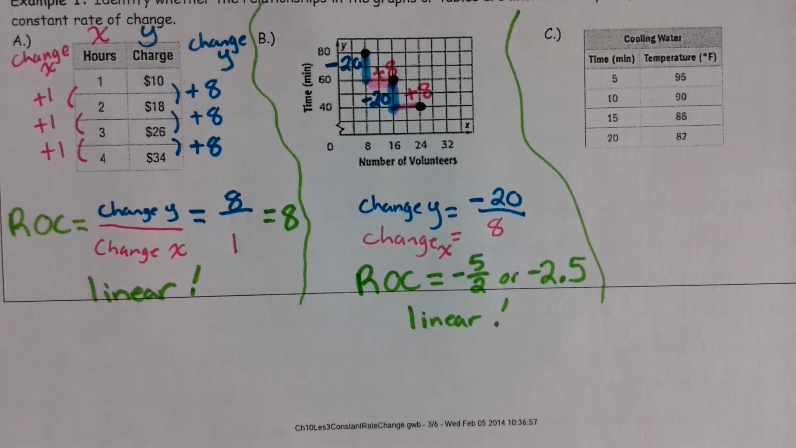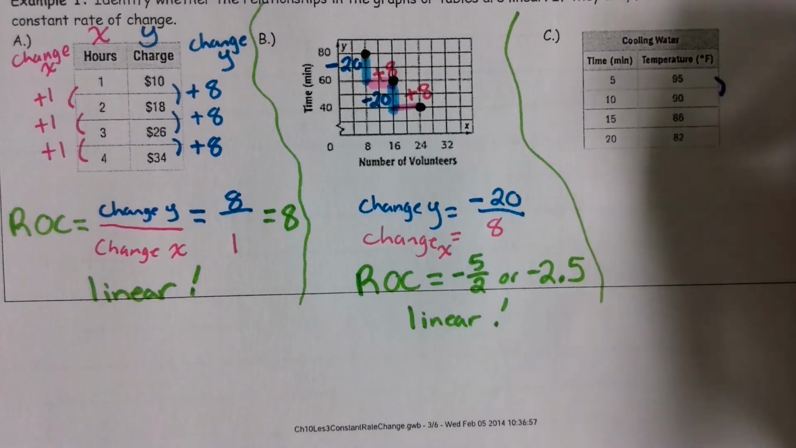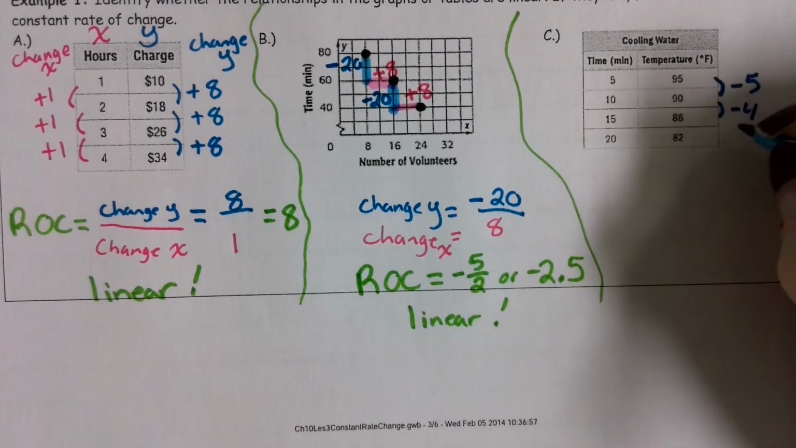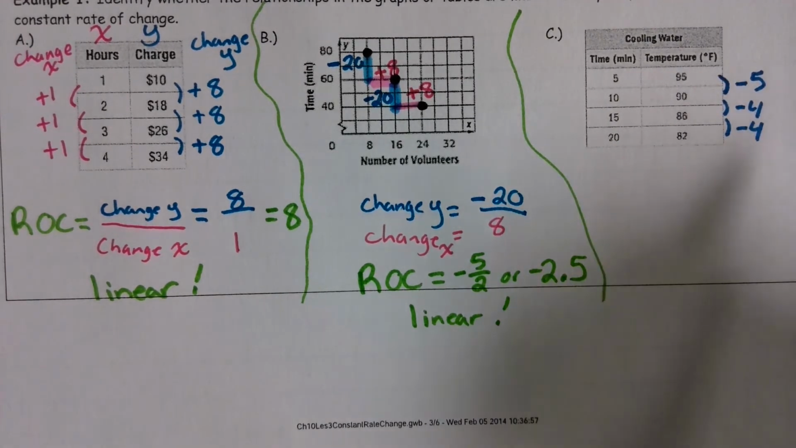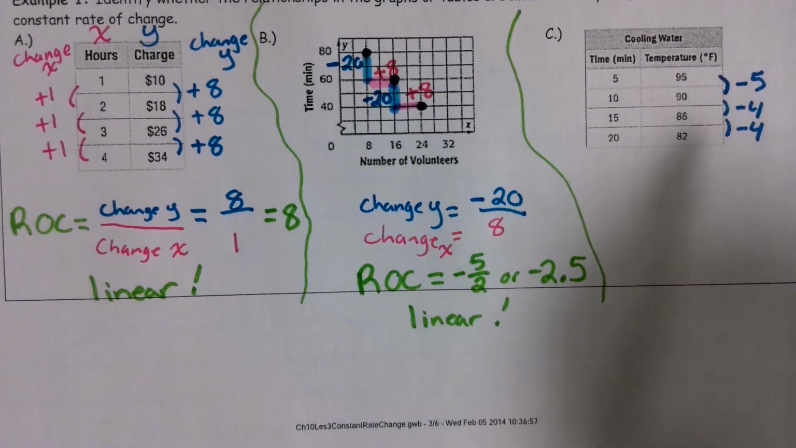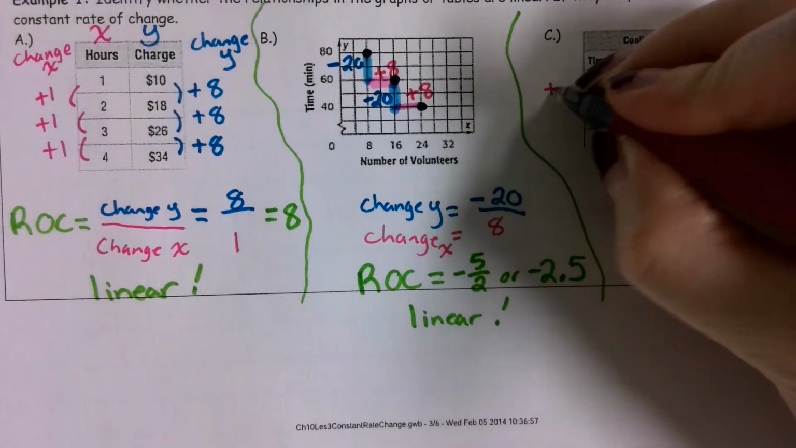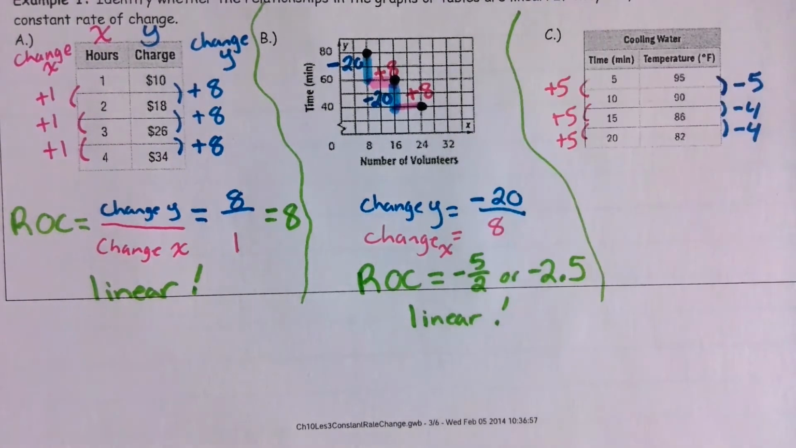All right, problem C. Is it linear or nonlinear? Nonlinear, because it doesn't have a constant rate of change. So if you're looking here for the y's, it first decreases by 5, and then it decreases by 4, and decreases by 4 again, which that's fine. But the problem is that this is not being consistent, while the x is consistent, it's increasing by 5 every single time.